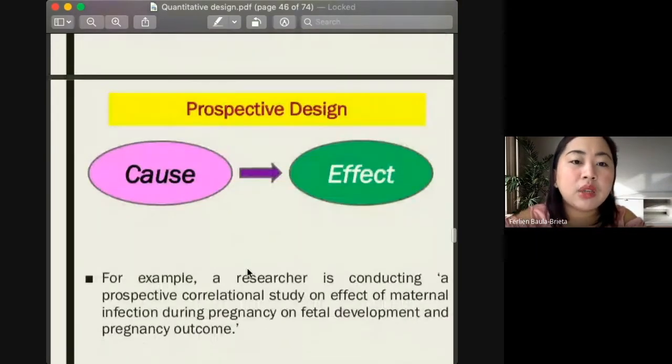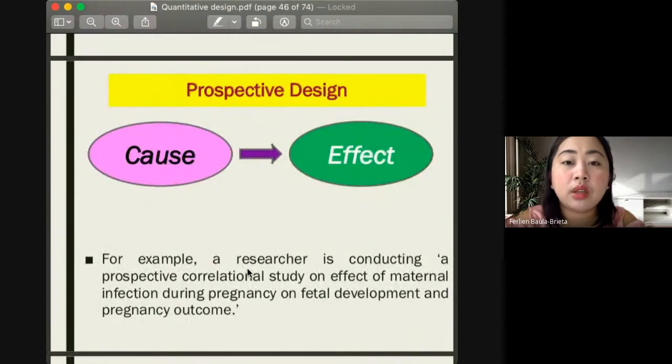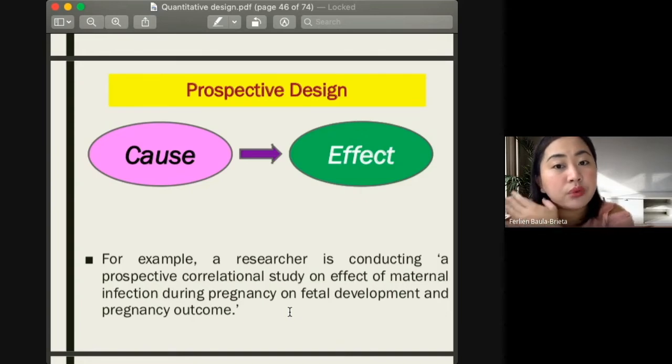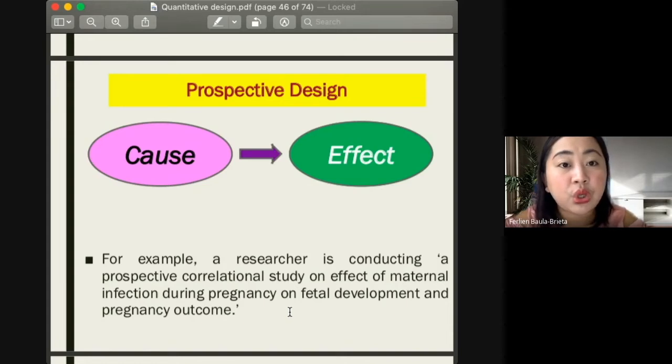So with prospective design, you can determine the cause and effect. Okay? For example, a researcher is conducting a prospective correlational study on the effect of maternal infection during pregnancy on fetal development and pregnancy outcome. Since it's prospective, the cause in the present scenario can be studied, and in the long run, in the future, after several months of observing, you can establish the effect. You call it prospective correlational design.